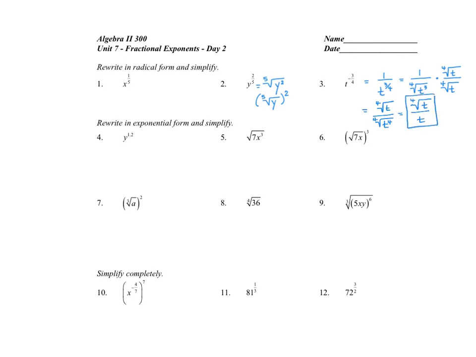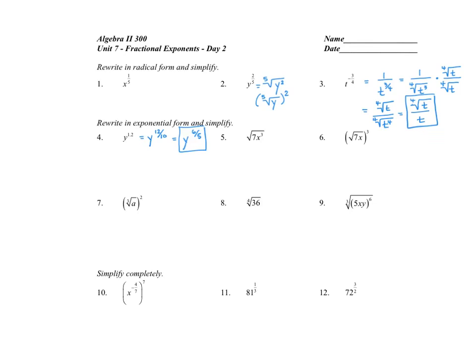If we look at number 4, we want to rewrite in exponential form, but we don't want to have an exponent of 1.2. So we want to rewrite that as a fraction, so we can rewrite as y to the 12 over 10, and then simplify to y to the 6/5.